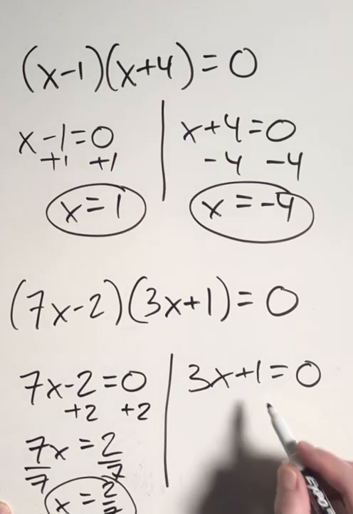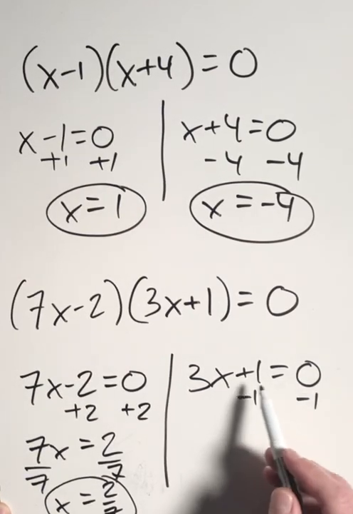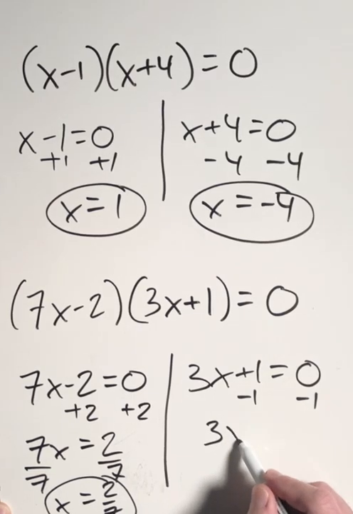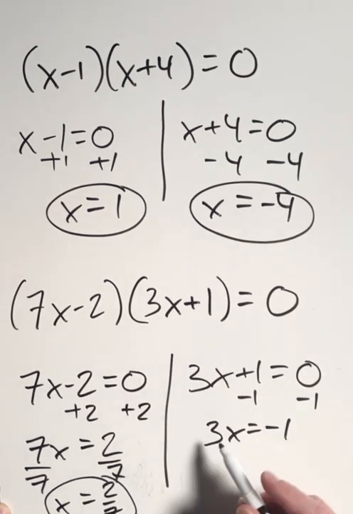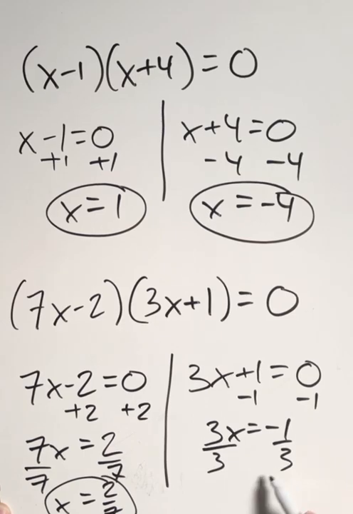And now we'll solve this equation the same way. We'll undo the addition by subtracting. So 3x equals negative 1. And then we'll undo the multiplication by dividing. So x would equal negative 1/3.